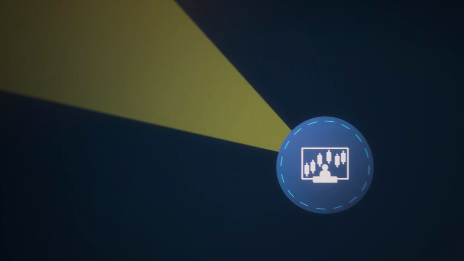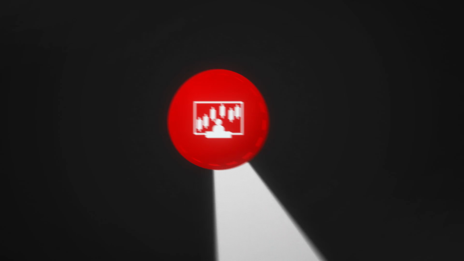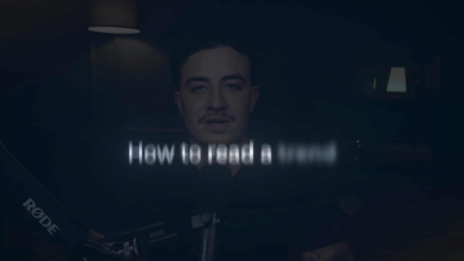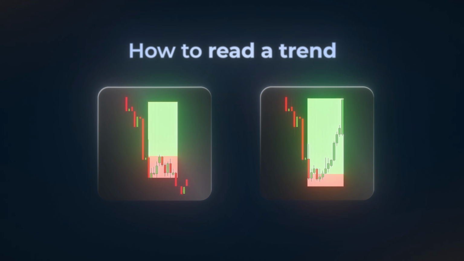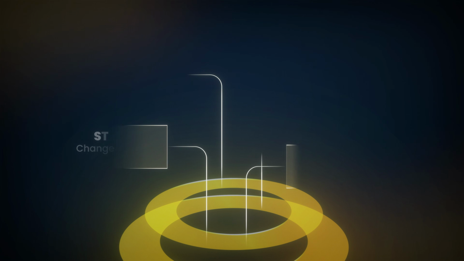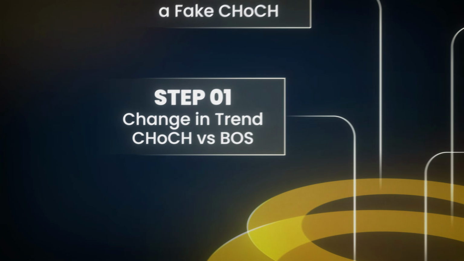Most traders don't lose because their entries are bad. They lose because they misread the change in trend. So in this video, I'm going to show you how to read when a trend is likely to continue or is about to change. And I'm going to do this in just 4 simple steps. Now, let's just jump straight over to step 1.